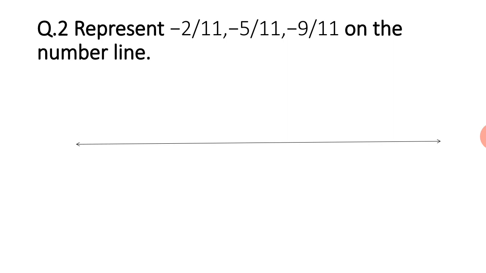Always begin with the baseline. These numbers are all negative. So we are now focusing on the negative side of the number line. As I've already told you, 11 divisions are needed. So get all those 11 divisions done between 0 and -1. Then from 0 we will begin and we will move towards left. The next number will be -1 by 11. Then -2 by 11.